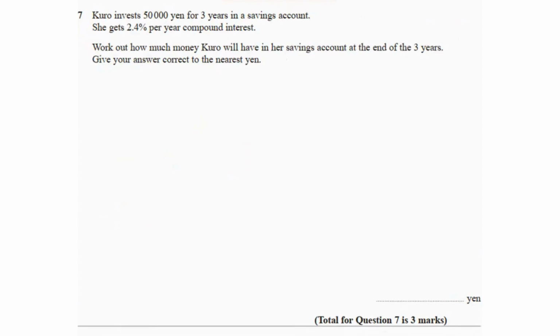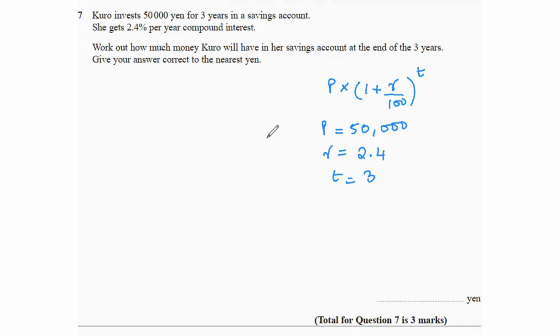She gets 2.4% per year compound interest. Work out how much money Kuru will have in her savings account at the end of 3 years. Giving your answer correct to the nearest yen. Compound interest has the same formula which we have used in the previous questions. The initial amount times 1 plus rate of interest divided by 100 to the power of t, which is number of years. So in our case, P is 50,000, R is 2.4, and T is again 3.